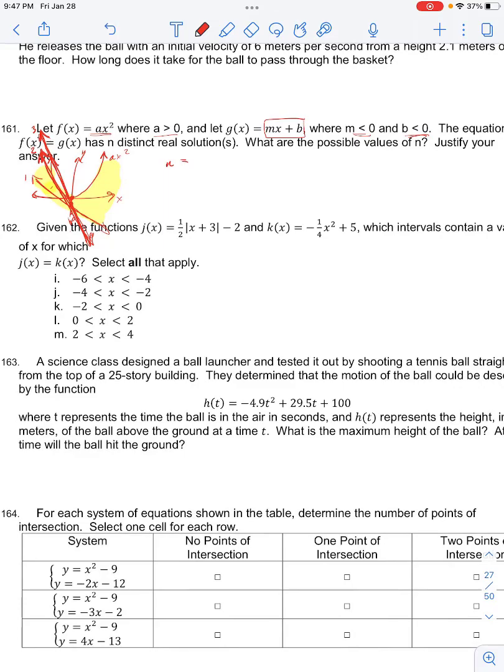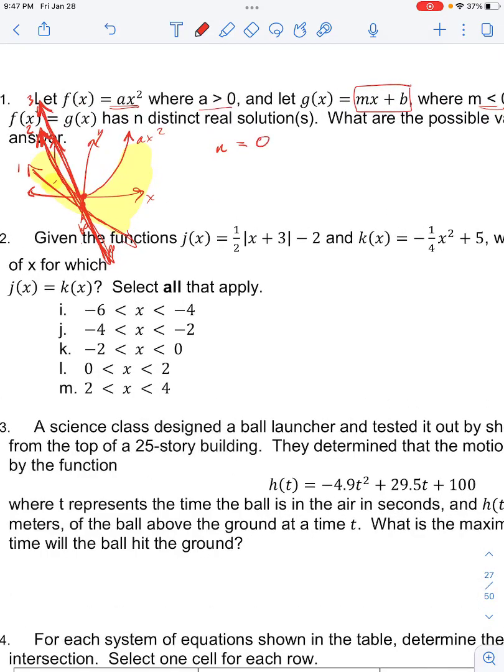So when we have n distinct real solutions, the possible values of n are 0, 1, and 2. For n equals 0, the line is not passing through or touching the parabola. This would be case 1. This would be touching the parabola just at a tangent point, so this would be case 2. And when we have 2 solutions, this would be case 3, when it passes through the parabola twice.